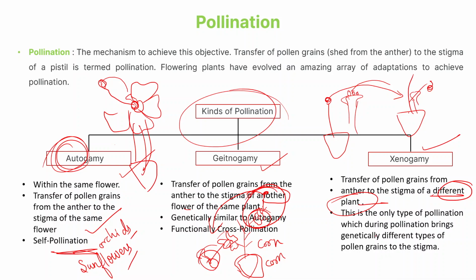So this is the only type of pollination which brings genetically different pollen grains to the stigma. Because of course they both have different genes, right? They both are genetically different. So in xenogamy, you will say that they produce genetically modified offsprings, right? An example of it might be broccoli.